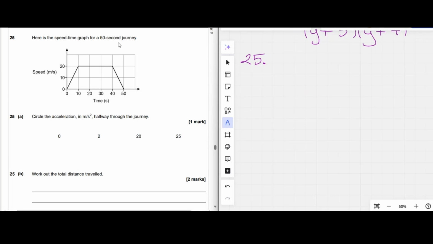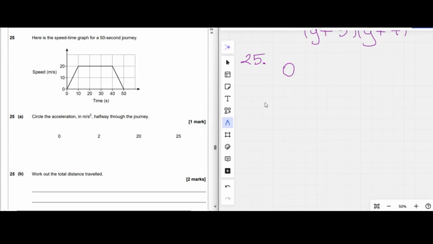Next. Speed time, 50 seconds journey. Acceleration, halfway through the journey. Halfway through the journey, that was in the 25th second, so somewhere here. And look, we have constant speed of 20 meters per second. So what would be the acceleration at this point? 0. Yes, the speed does not change, so the acceleration is 0.